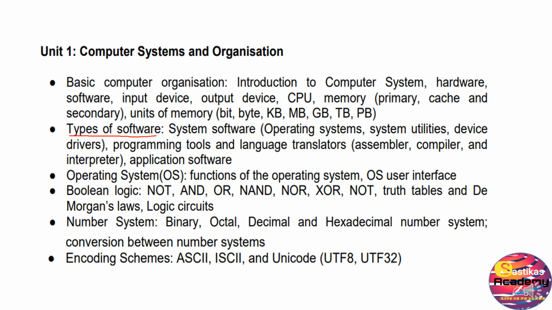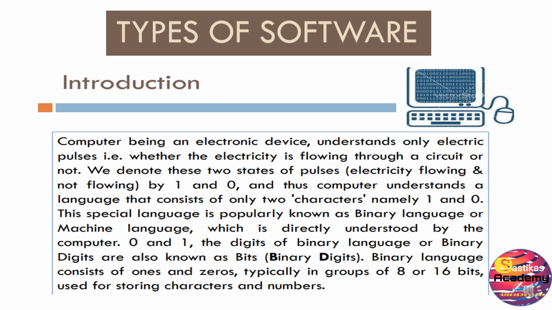In this session on types of software, what are the contents? System software, that is operating systems, programming tools and language translators, and application software. All are in this types of software. Before going to see the software and its types, first see what a computer is. We know already a computer is an electronic device.